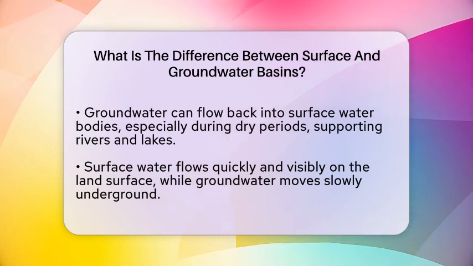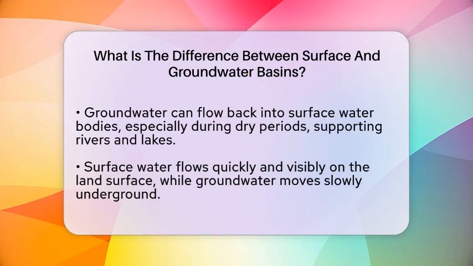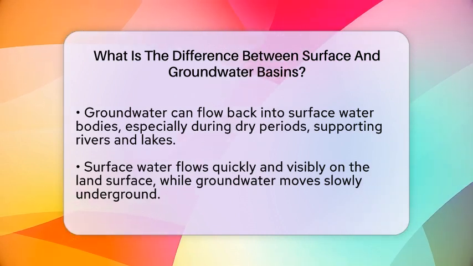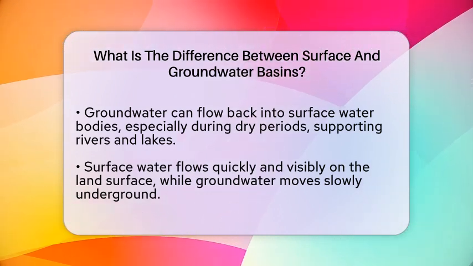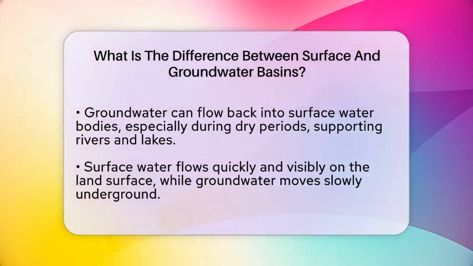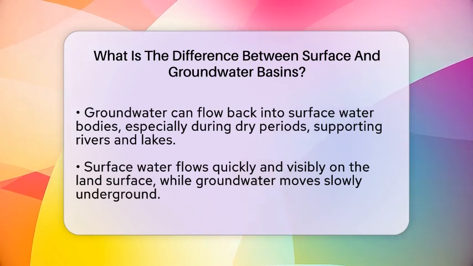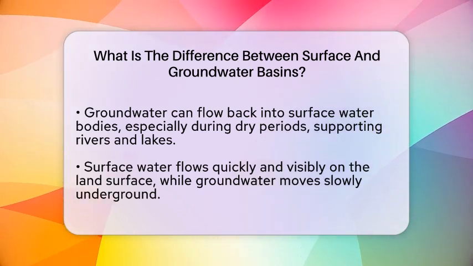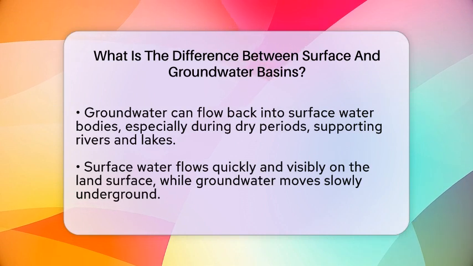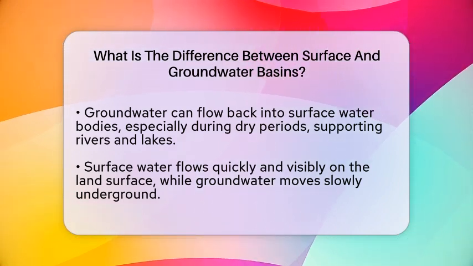The main differences are where the water is stored and how it moves. Surface basins hold water on the land's surface in rivers, lakes, and wetlands, and they are shaped by the land's topography. Groundwater basins store water underground in aquifers, and their boundaries depend on underground geology. Water in surface basins flows visibly and quickly, while groundwater moves slowly through soil and rock.